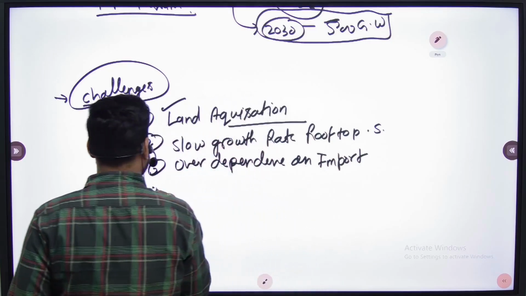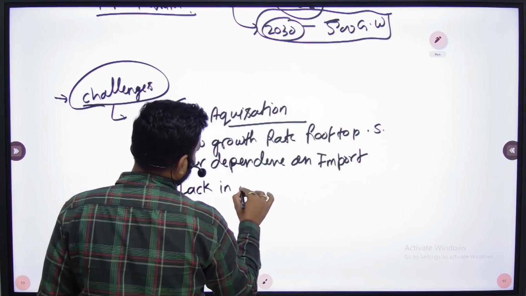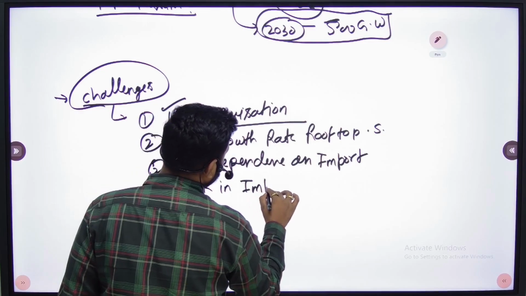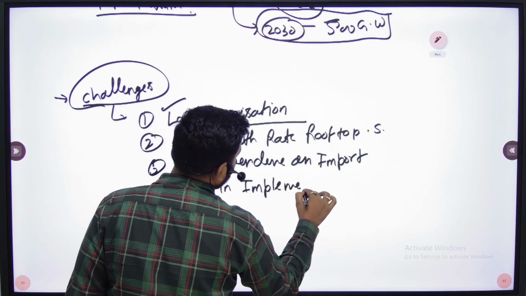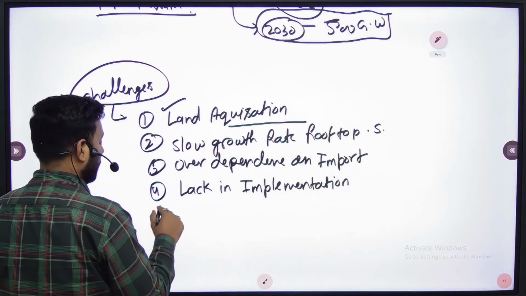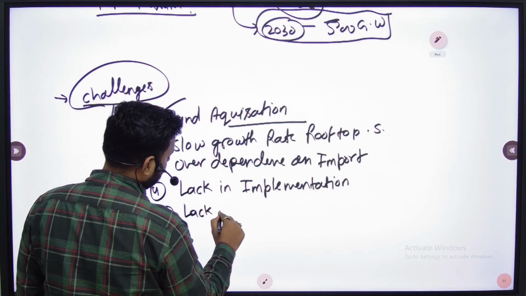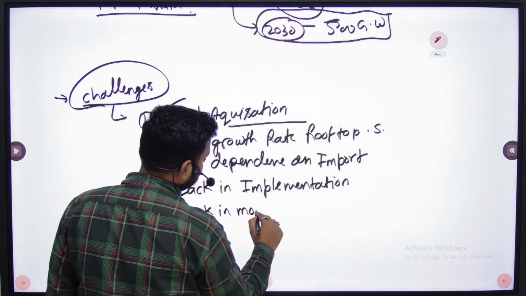Next, the fourth one is lack in implementation of the solar energy or the solar policies. Fifth one is lack in monitoring.